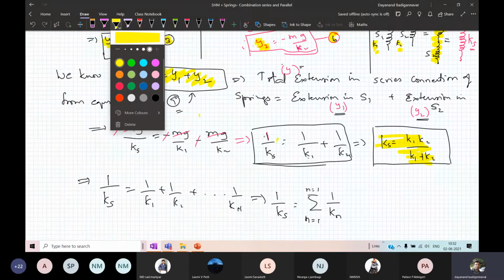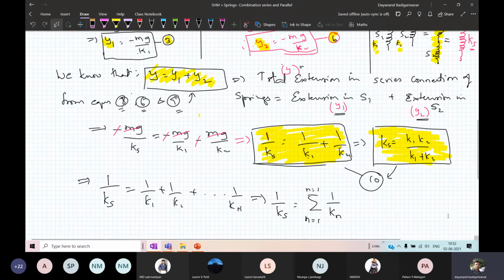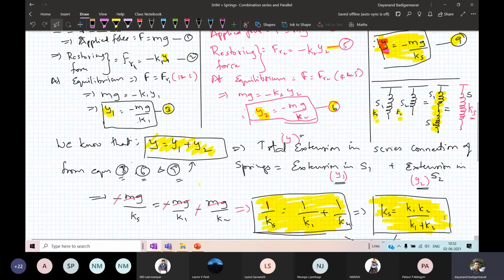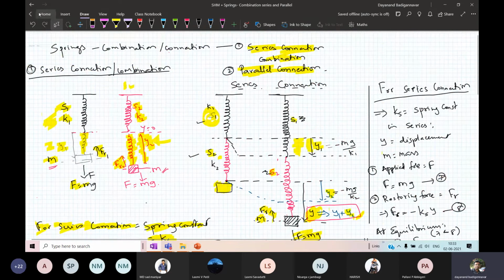So this is the equation number. I have not numbered it, but I am marking and highlighting this. You can see the highlight. So this is the equation you have for the springs in series. I can write it as equation number 10. So this is the series connection of springs, the case that you have just studied.